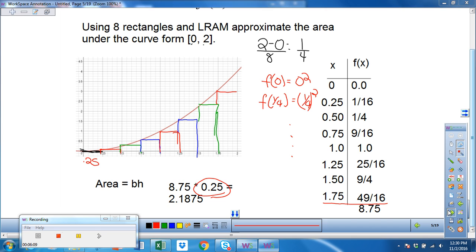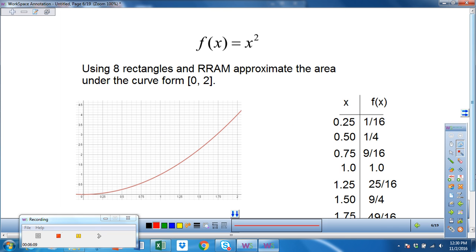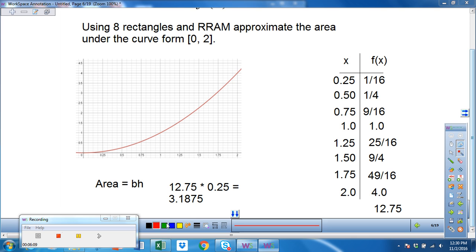Okay? I think we're going to do the same thing with RRAM. So I just want to give you an idea of what those graphs look like, what the picture would look like. Let me start with green. So the first one, I start at RRAM, so I start at 0.25. And notice it's slightly above the function. We draw it over. It's slightly above. And then as we proceed, you'll see that it gets more and more pronounced. And this is the right one.